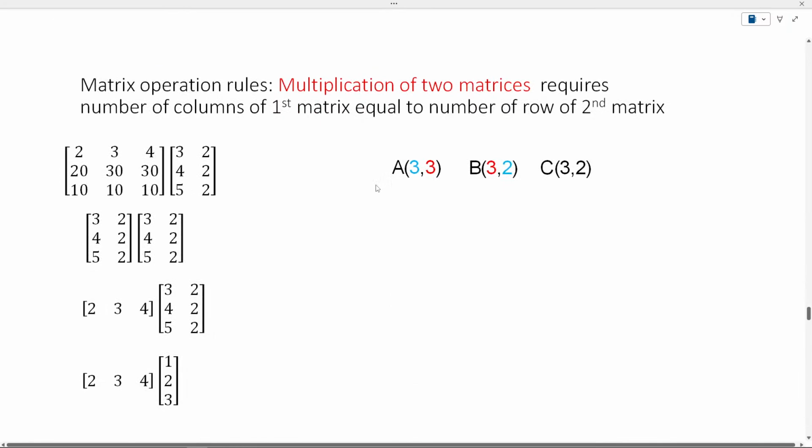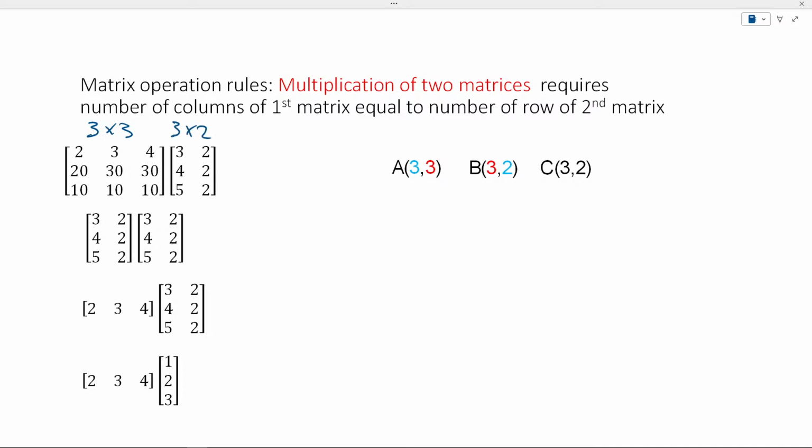Let me just practice here. So this is matrix A. It has a size of what? So this has a size of 3 times 3. And matrix B has a size of 3 times 2. So you see, these two guys are equal. And the resulting matrix C will have the size of 3 times 2, which is what we got here.